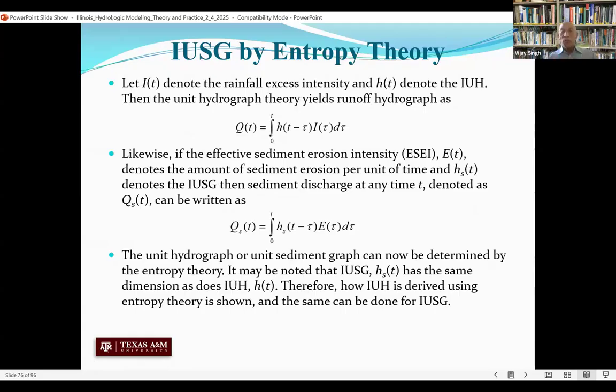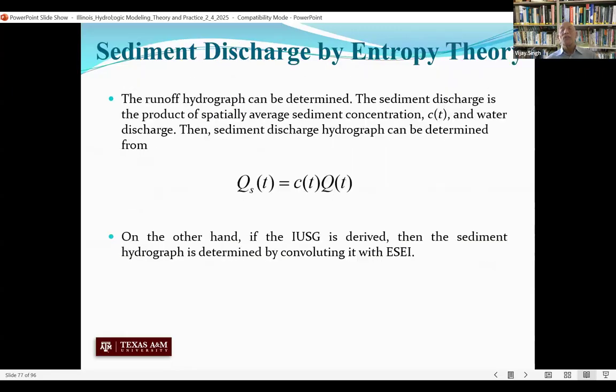Or you can also apply the same principle which has been applied to derive the unit hydrograph in the case of sediment discharge hydrograph. So what is the principle? There the principle is, remember, here the forcing is the erosion as a function of time. And the instantaneous unit sediment graph, which is analogous to the instantaneous unit hydrograph. Then if you do the integration using the Green's function, then of course it becomes a discharge hydrograph.